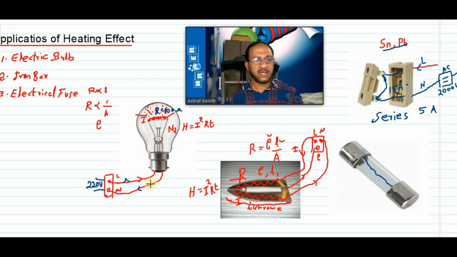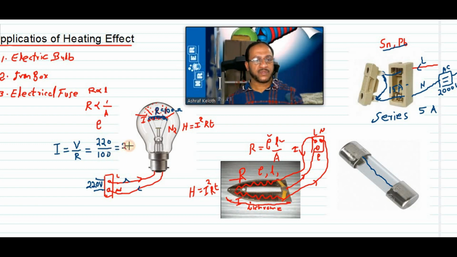then it will flow to the neutral. And during this time, the resistance of this tungsten filament, suppose it is 100 ohm, just an example only. Then what will be the current flowing? I is equal to what? I is equal to V by R. Here, what is the voltage? The potential difference, 220 volt, divided by the resistance of this filament, 100 ohm.